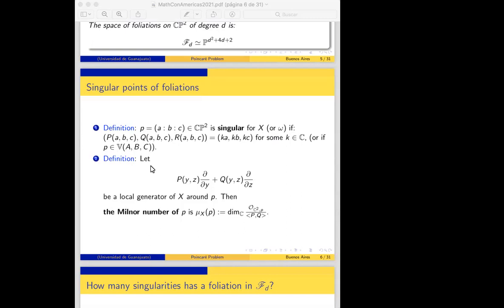And we can define an important invariant of the singularity. For that, we must take the local generator of the foliation around the point P. Then the Milnor number of the point is the intersection index of the curves P and Q at the point. This is the dimension as a vector space of the local ring at the point modulo the ideal defined by the polynomials P and Q. This ideal is very important for the foliation. It is called the singular scheme of the foliation. And we will see later some geometric properties of this ideal.